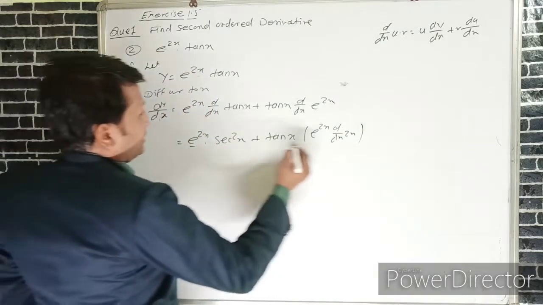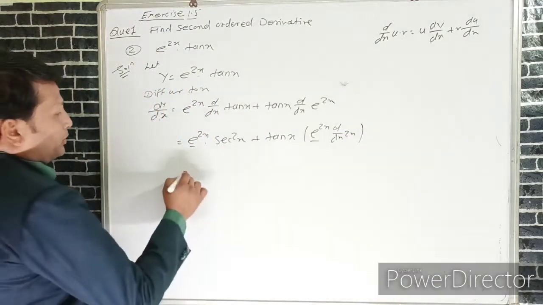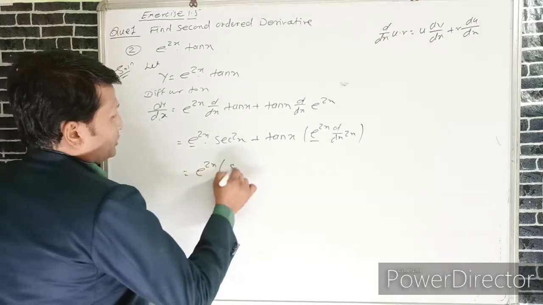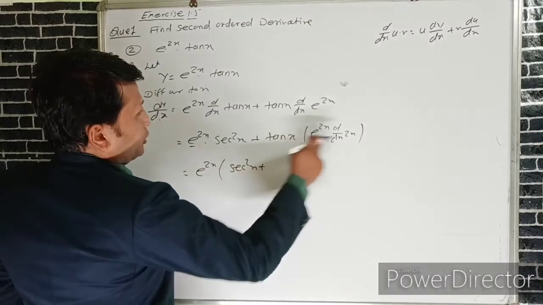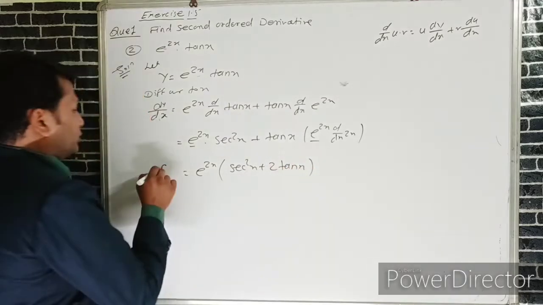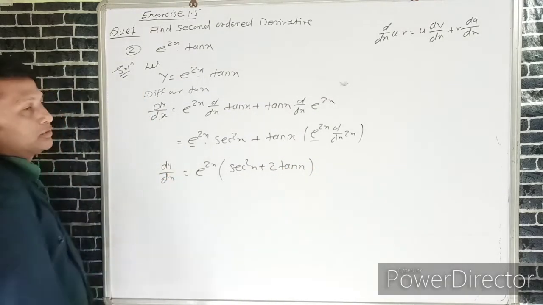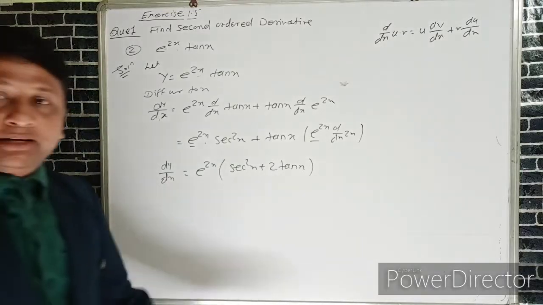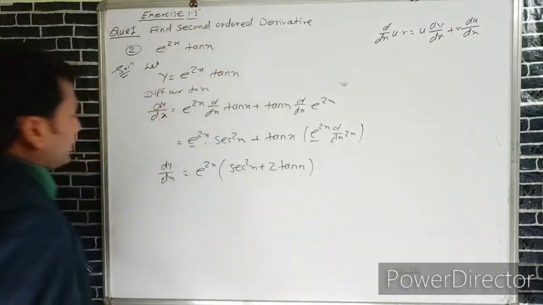So here if we take e to the power 2x common from both, we can write e to the power 2x into sec square x plus 2 tan x, the derivative of 2x being 2 tan x. So this is dy upon dx, the first order derivative. But we have to find the second order derivative, that is d2y upon dx square.